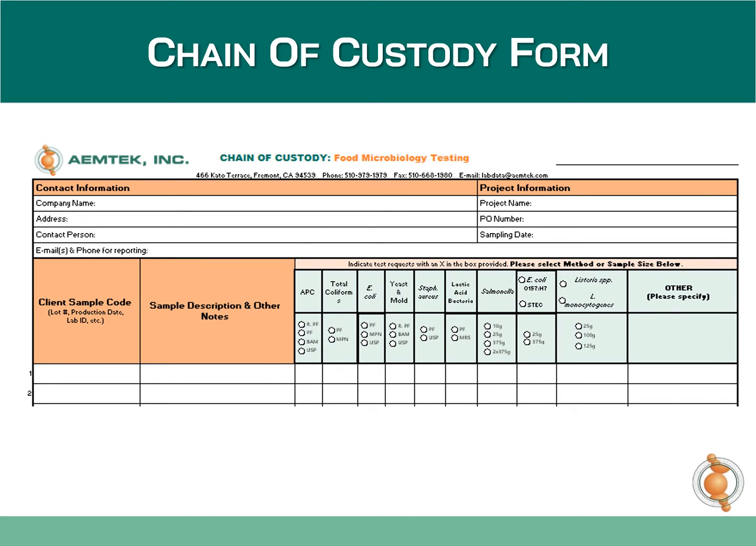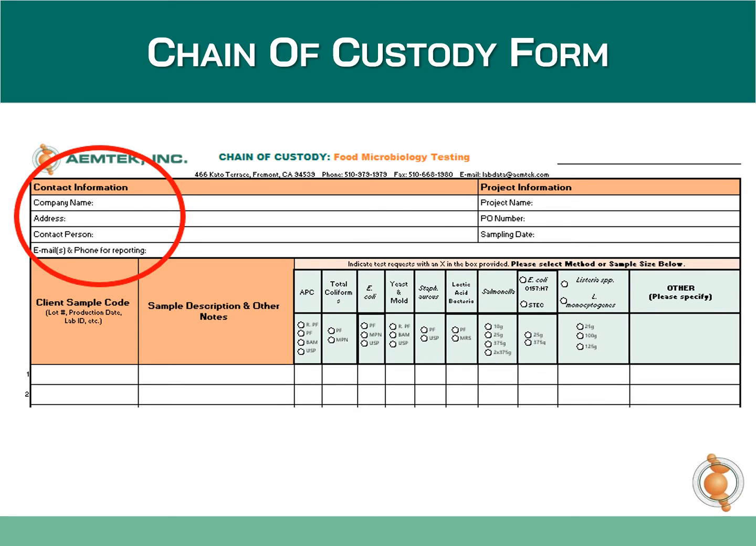The chain of custody form, or COC form, is the order form for laboratory testing. Sample information will be transcribed to a certificate of analysis, or COA, as a permanent record. So it is very important that the information on the chain of custody form is accurate. For all chain of custody forms, contact information must be completed. Project information details can also be provided at the company's discretion.